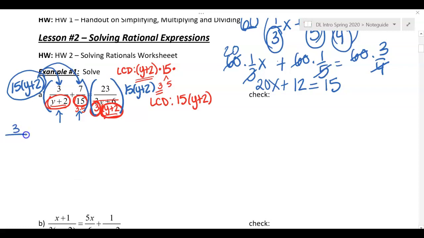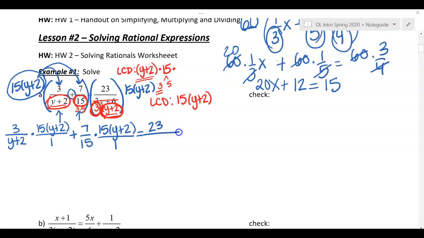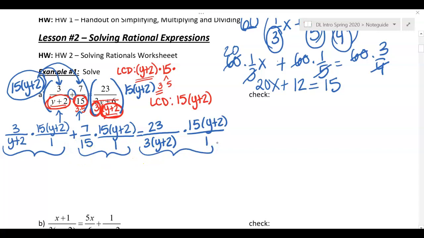So I used to have a 3 over y plus 2. That's now being multiplied by a 15 and a y plus 2 with nothing in the denominator. Then there was an addition sign. I used to have a 7 over 15. That's now being multiplied by a 15 and a y plus 2. Nothing in the denominator. On the right side, I had a 23 over a 3 times y plus 2, and that's now being multiplied by a 15 and a y plus 2, nothing in the denominator. And I'm going to hope that this simplifies into something that's easier for me to solve.